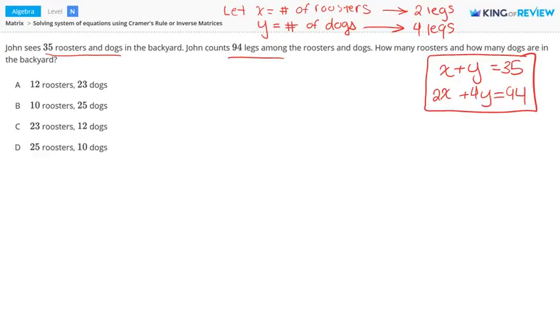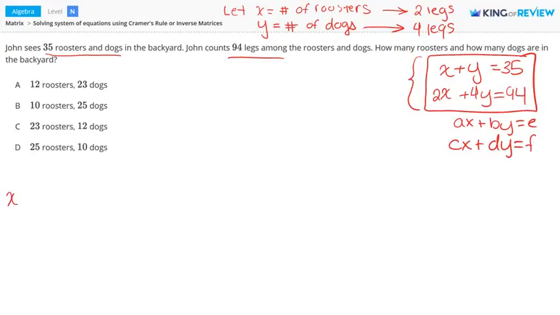And one method to solve for x and y is to use something called Cramer's rule. Cramer's rule uses determinants to solve a system of linear equations. So let's say we have two equations that are in the form ax plus by equals e and cx plus dy equals f. You can see that's the same format of our system. So if we have two equations in this format, we can use Cramer's rule to solve the system. That is, find x and y.